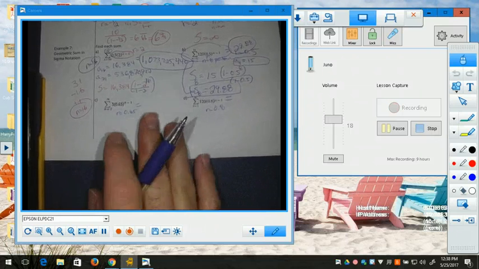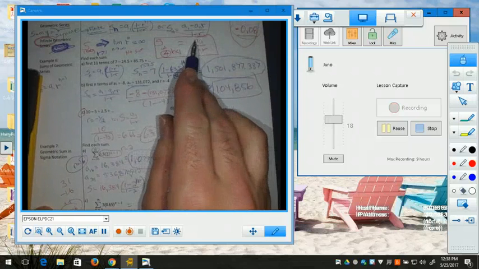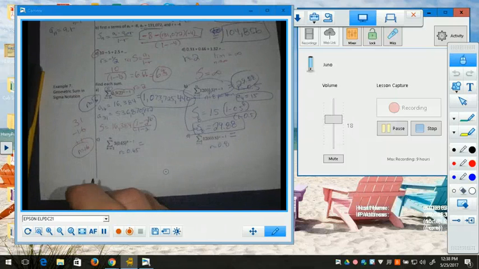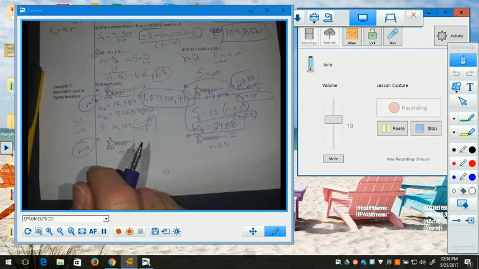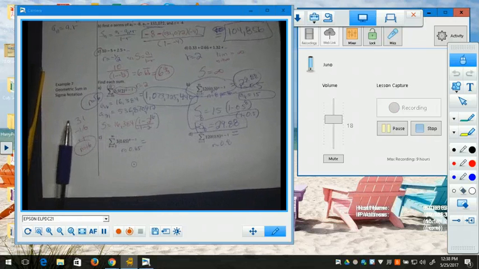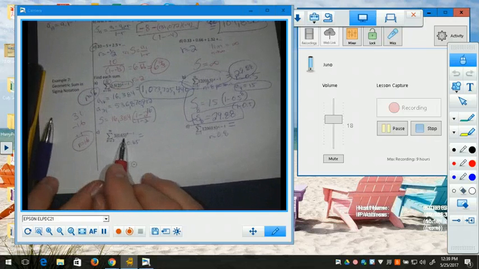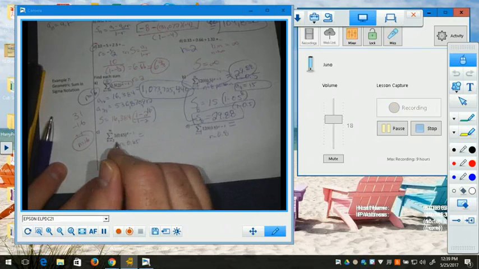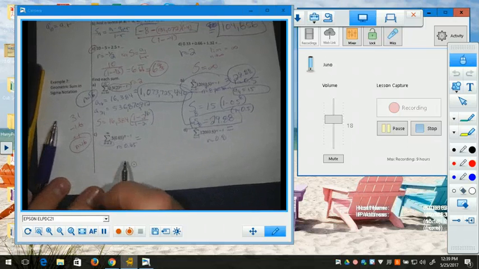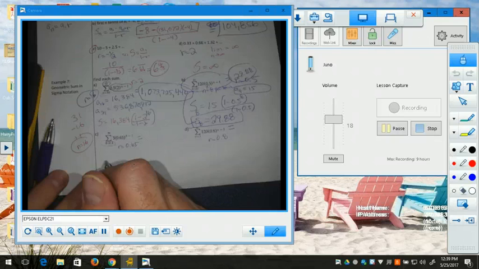So now what I'm going to do is follow the rule for the infinite series, which is a sub 1 over 1 minus r. I have to be careful. I can either find the first term and the second term and then find the sum and subtract the first term, because I don't really want the first term in this infinite series. Or I could actually find the second term and go from there. So I'm going to find the first term.